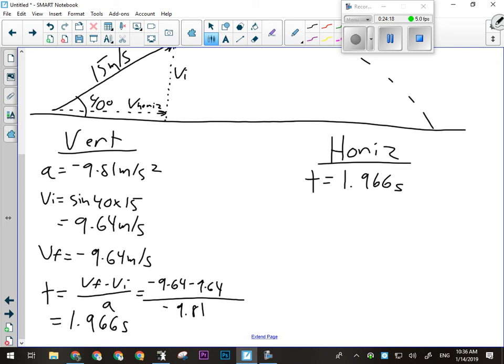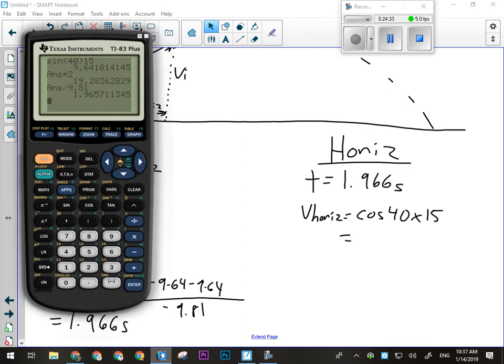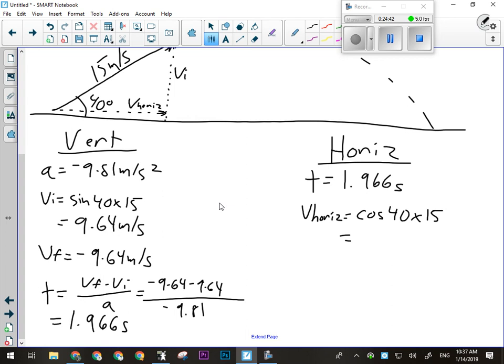The other thing I can calculate horizontally is the horizontal velocity, so I'm going to do that calculation next. V horizontal is going to be the cos of 40 degrees, because it's the adjacent side, times the 15 meters per second. So we got 11.491 meters per second.